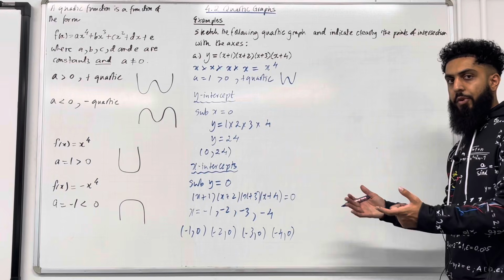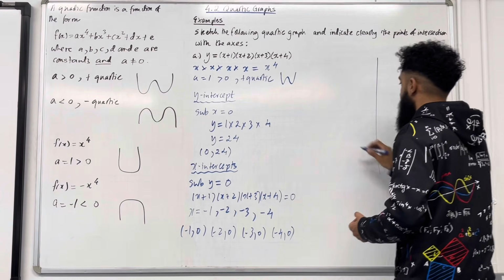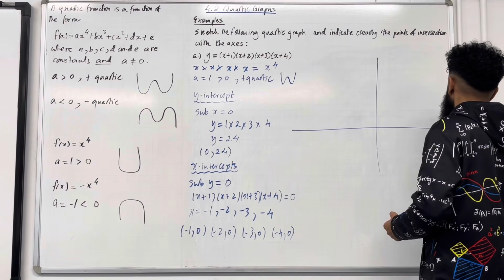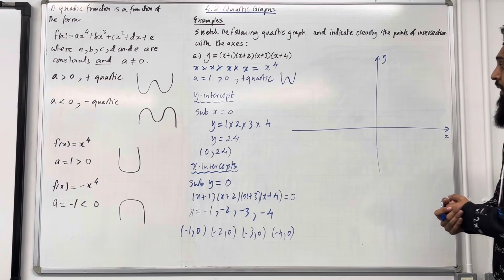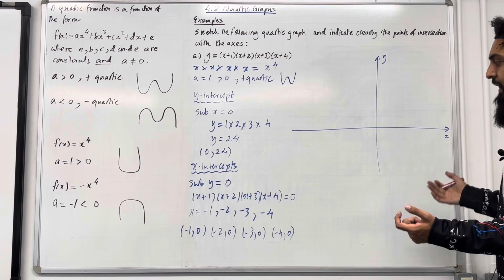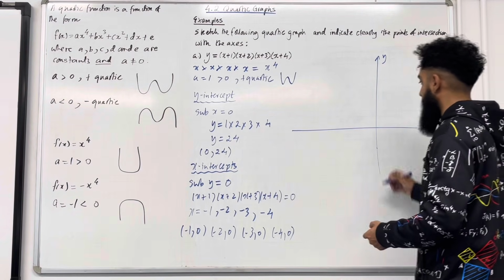Now I'm going to sketch my graph. So here's my coordinate axes. X-axis, y-axis. Okay, so I'll label my x-intercepts, which are minus 1, minus 2, minus 3, minus 4.